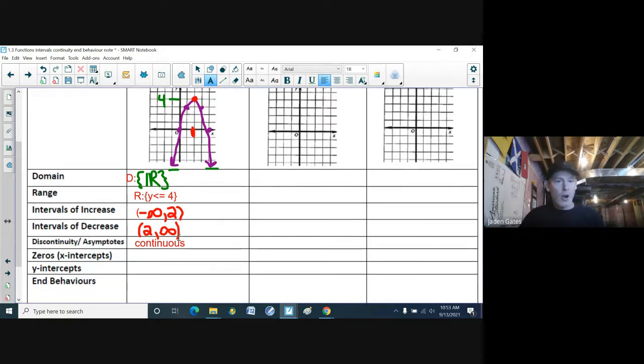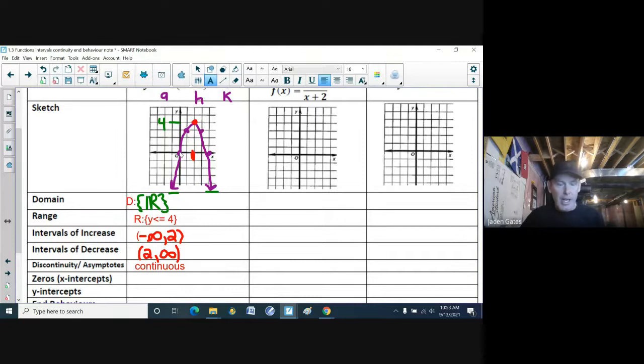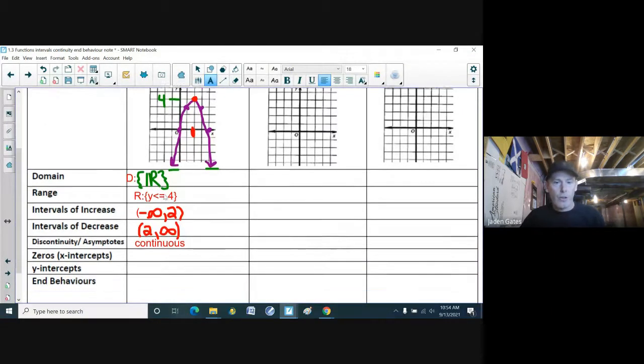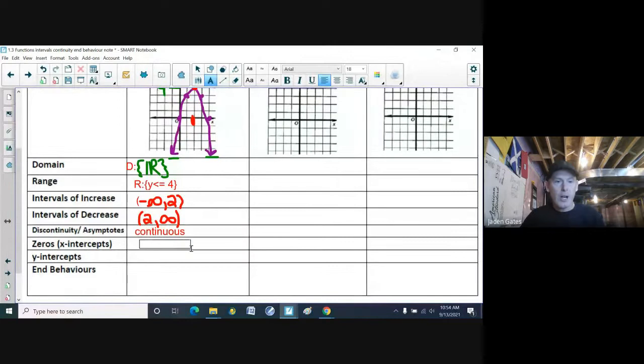All right, zeros, x-intercepts. Yeah, we got a spot where it hits the x-axis. Again, these are more properties of our functions. It hits here at 0, 0, and hits here at, I believe, 4. x equals 4: 1, 2, 3, yep, 4. So our x-intercepts are x equals 0 and x equals 4. Better drag that over.